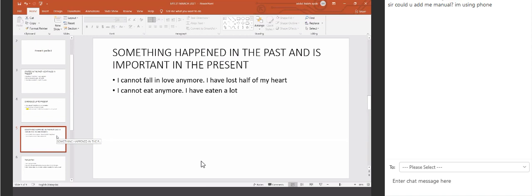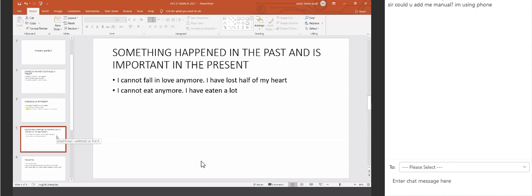So it means that something happened back in the past and it is still important until now. You can imagine something that you experienced in the past, a very important event that happened in the past, and it's still happening right now. So that is when you use present perfect tense. Do you understand or not?